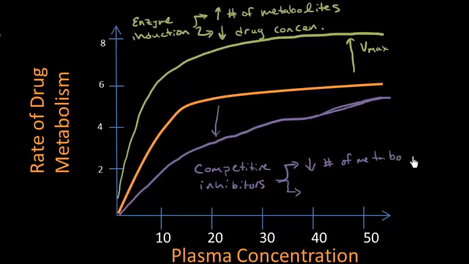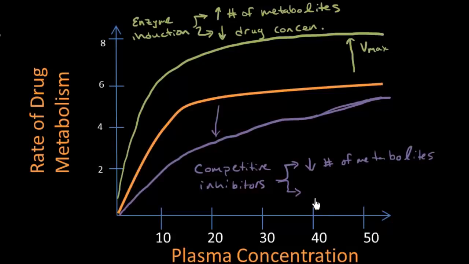Let's talk about how it's a good thing. Imagine these metabolites were toxic. If I gave a competitive inhibitor, that might decrease the number of those toxic metabolites, and thus the competitive inhibitor could be therapeutic. On the flip side though, if we're making less metabolites, what is going up?